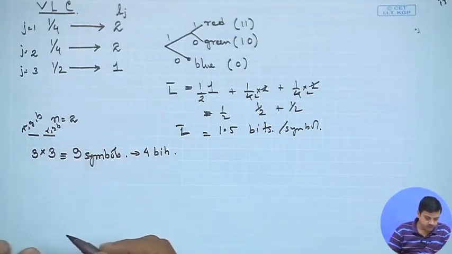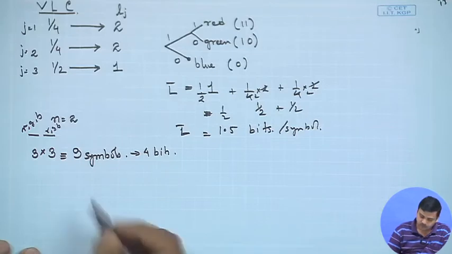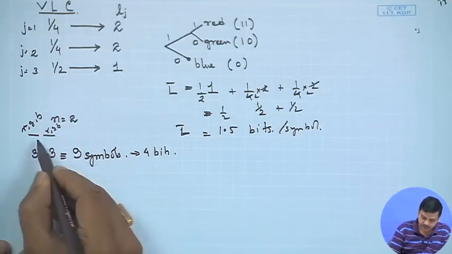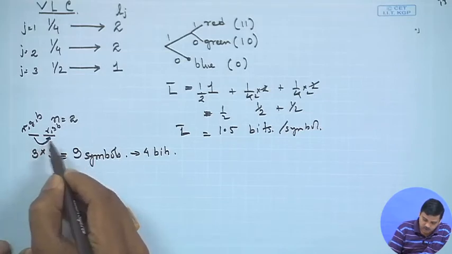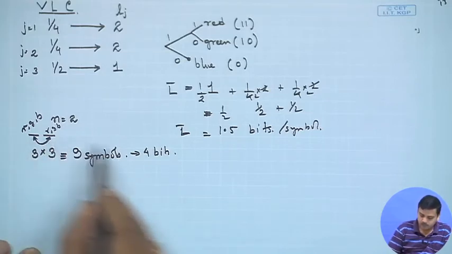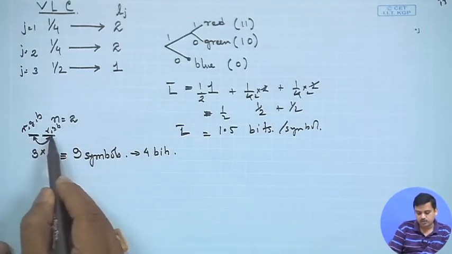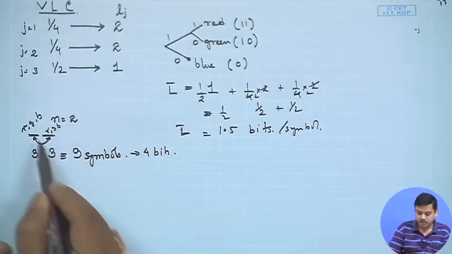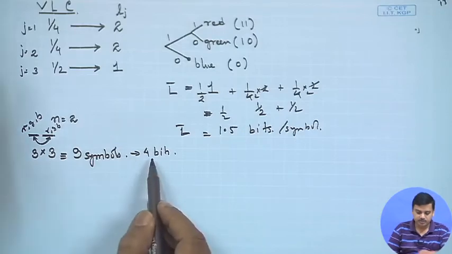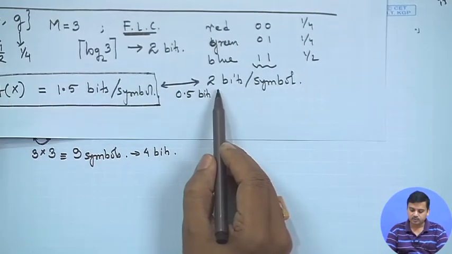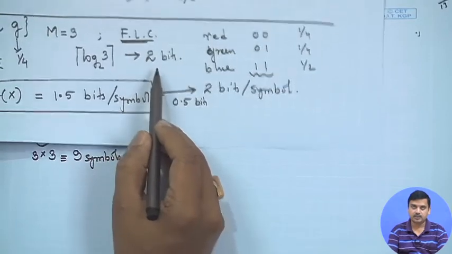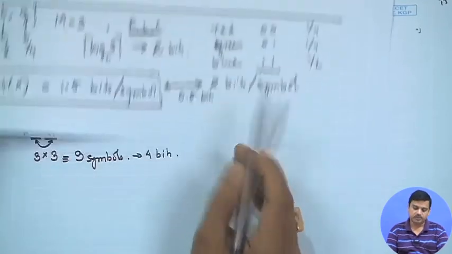So, we can summarize over here that there are 2 symbols and 2 symbols require 4 bits. That is, a 2 symbol tuple, n equals 2, requires 4 bits. So, on an average you require 2 bits. That means you are back to the situation of 2 bits per symbol, right. That means you are not doing any good in this case.